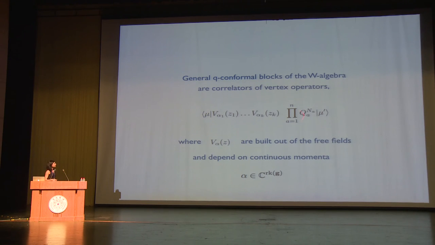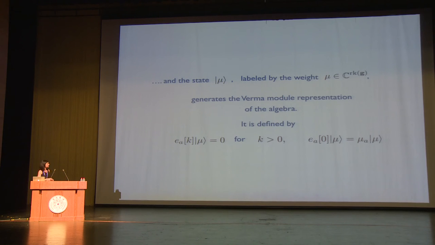Now, general q conformal blocks of this W algebra are expected to be correlators of vertex operators of the following form, where the Qs are the screening charges, as before, and the Vs are built out of free fields and inserted at points in the Riemann surface, and depend on continuous momentum. And the state mu is labeled by a weight, and generates a Verma module representation of the algebra, just the usual thing.